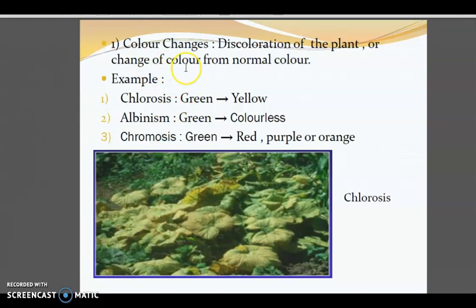Like that, there are color changes, discoloration of the plant, sometimes termed chlorosis. When a green colored plant changes to yellow, it's termed chlorosis, and when a green colored plant becomes colorless, it's known as albinism. And chromosis refers to the change of color from green to red, purple or orange.